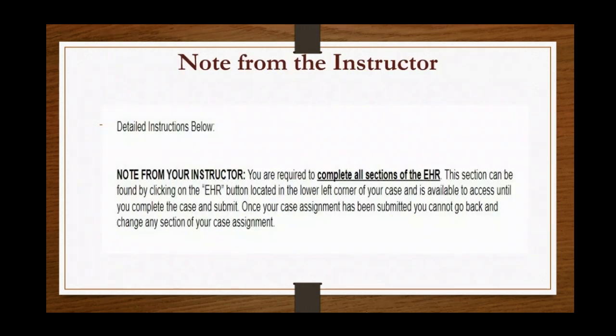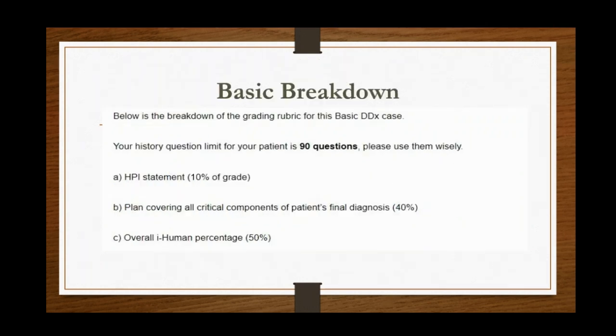Note from the instructor: you are required to complete all sections of the EHR. This section can be found by clicking on the EHR button located in the lower left corner of your case. It is available to access until you complete the case and submit. Once your case assignment has been submitted, you cannot go back and change any section. Basic breakdown. The history question limit for your patient is 90 questions.